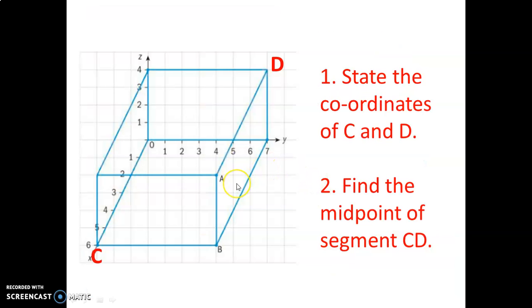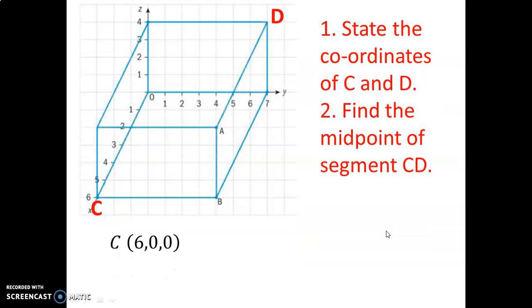Okay, so state the coordinates of C and D, and then find the midpoint of CD. Let's check our work here. The coordinates of C are (6, 0, 0), and D is (0, 7, 4).